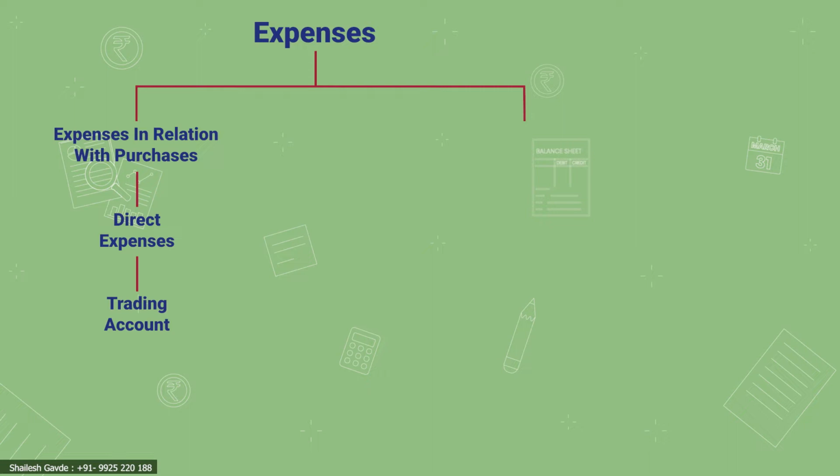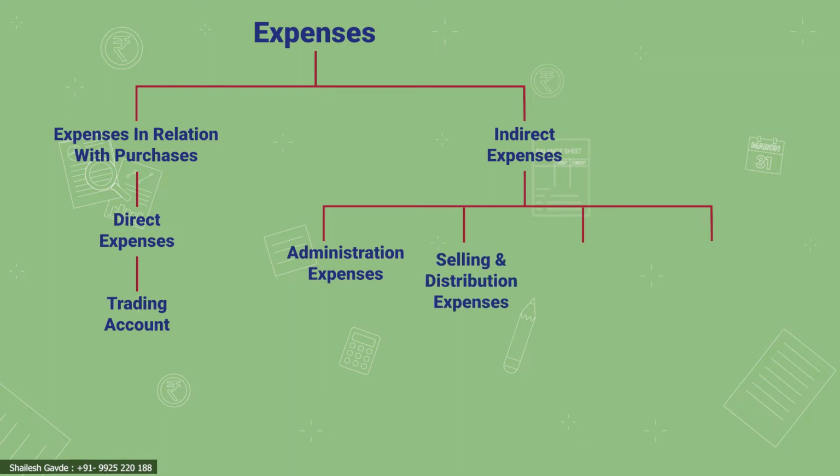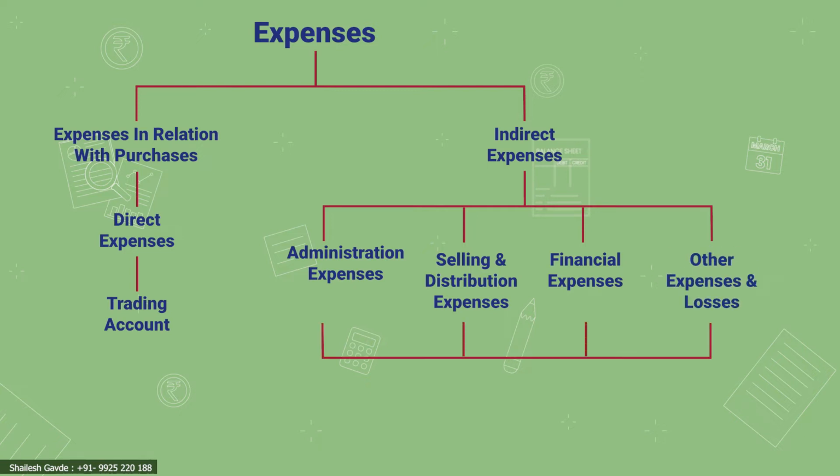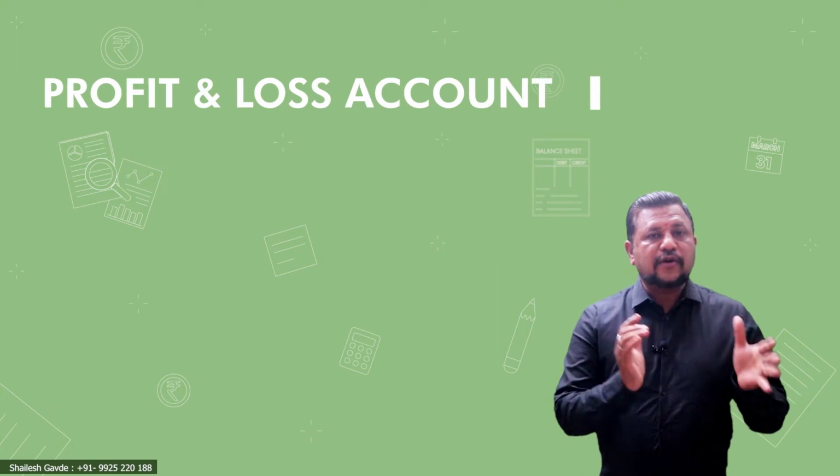The other group is known as indirect expenses. Further, indirect expenses can be grouped into administration expenses, selling and distribution expenses, financial expenses, and other expenses and losses. All these indirect expenses are recorded in profit and loss account. Dear students, now we'll understand the next account, profit and loss account.